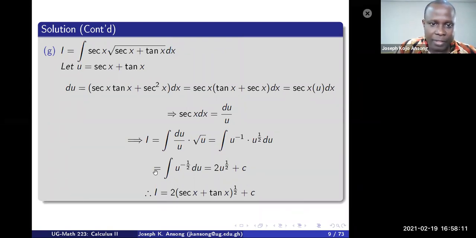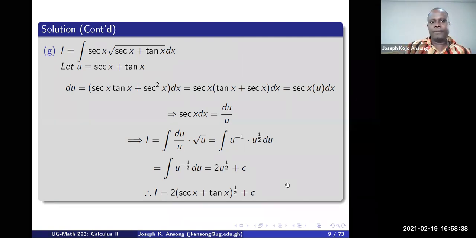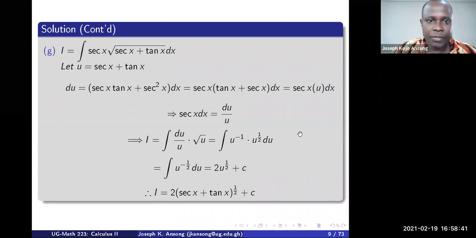So if you go back to this, I now becomes du over u multiplied by the square root of u, because all of this is now u. And 1 over u is u to the negative 1, and the square root of u is u to the 1 over 2, du. Simplify this, you get that. And integrate this, you get this. Again, put back your u, which is sec x plus tan x, and that gives you the solution. Great. So you see how powerful the method of substitution is. You can basically reduce such a complicated expression into something like the integral of u to the negative 1/2 du, and then you solve it.